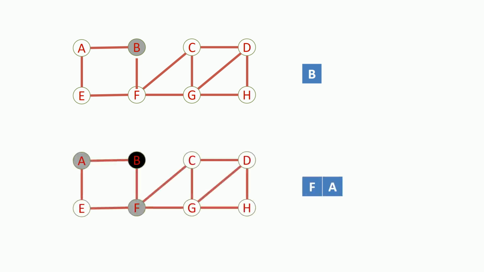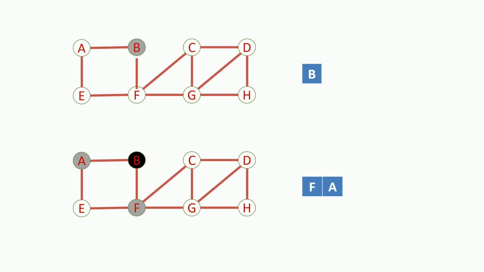Now note that at the end of the first iteration, vertex F and vertex A are in the queue. Which vertex goes first into the queue depends on how it appears in the adjacency list for B. Here I have considered that F goes first.